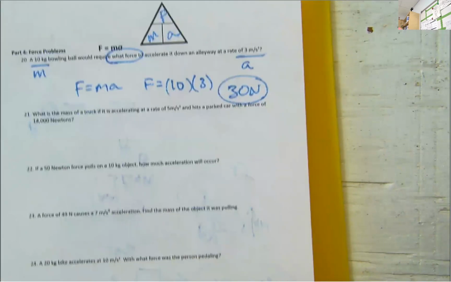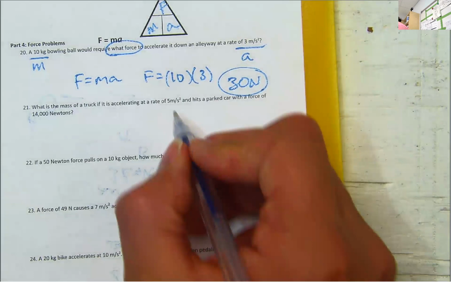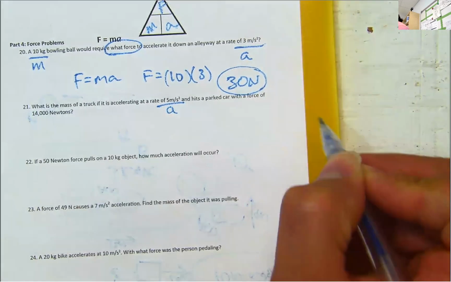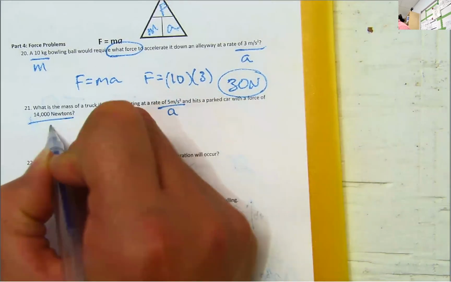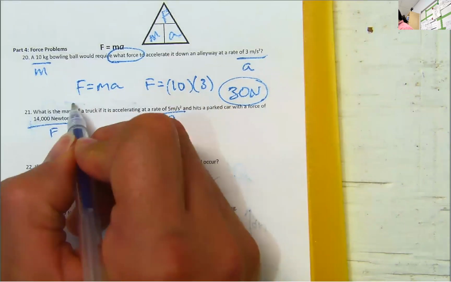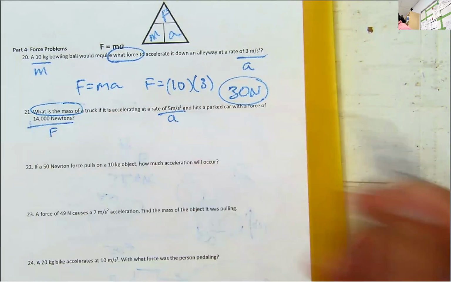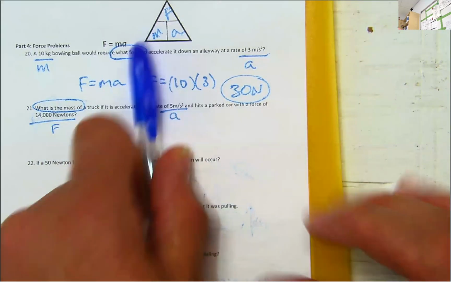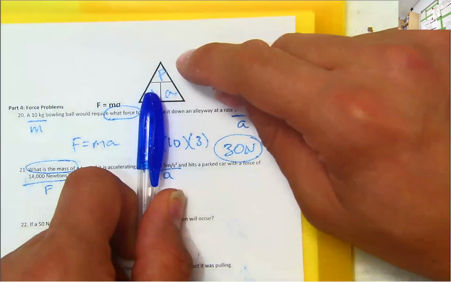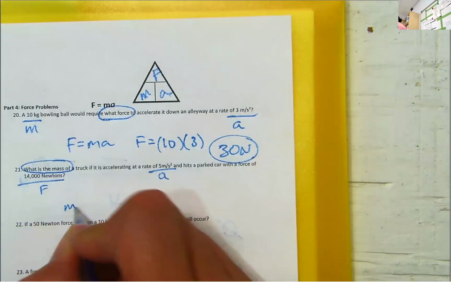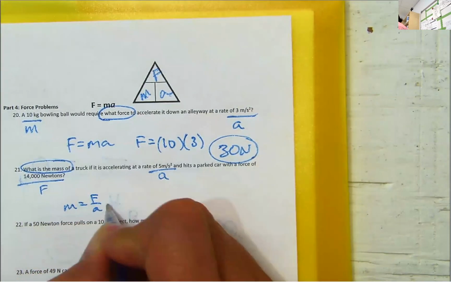All right, let's go to the next one. The G is the given, so I'm going to underline it. Tells you that it's acceleration. Tells you that that is the force. Circle what it's asking. It says, what is the mass? So I'm going to go up here to mass and cover that up. And what are you left with? Force divided by acceleration. So let's write that in. Mass equals force divided by acceleration.